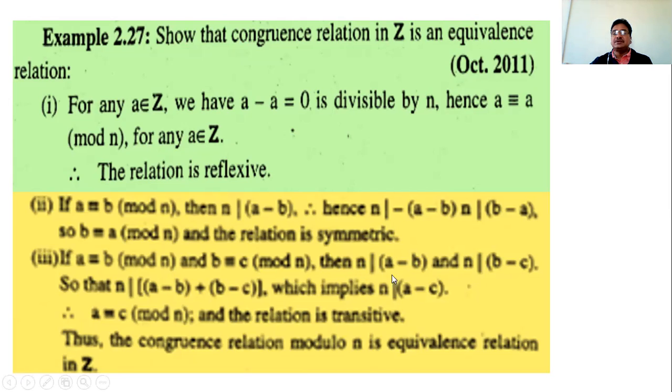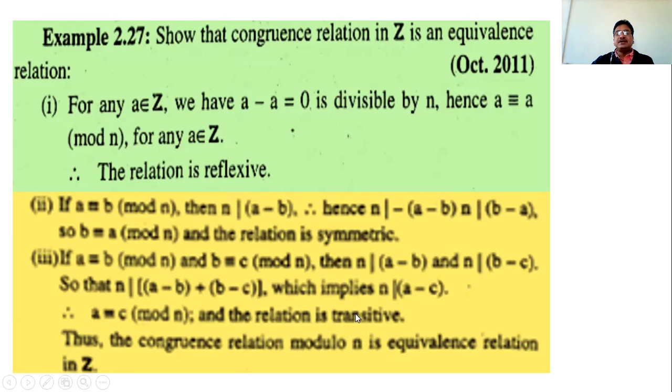And so n divides this number and n divides this number, so we have n divides the addition of these two numbers, A minus B plus B minus C, by using that property of divisibility. And this A minus B plus B minus C becomes A minus C. That is what we have, n divides A minus C, and therefore A is congruent to C modulo n by using the definition of congruence relation.